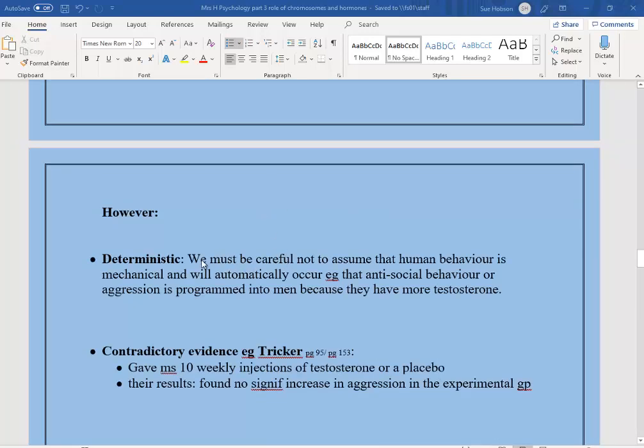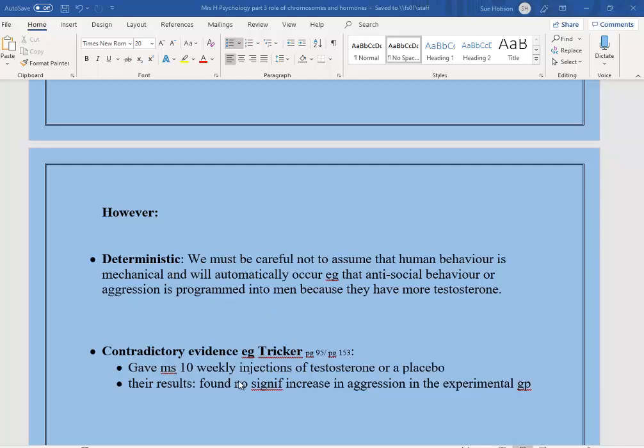However, we've got to be careful. That suggests it's a bit deterministic. Got to be careful not to assume that human behaviour is mechanical, and that just because you have more testosterone, it automatically means that you are more antisocial or more aggressive. That is definitely not the case. So we need to be careful and point that out.